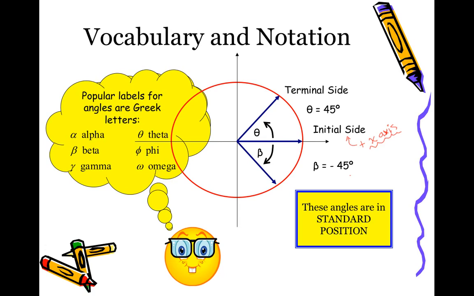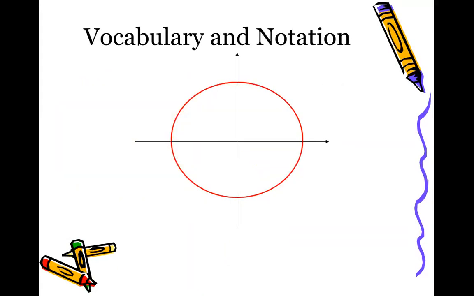Popular letters for these angles are Greek letters. I have theta here and beta, but sometimes you'll see alpha, sometimes you'll see gamma, not too much in this class, and sometimes you'll see omega. So the Greek letters are what indicate the angles. They're like variables.